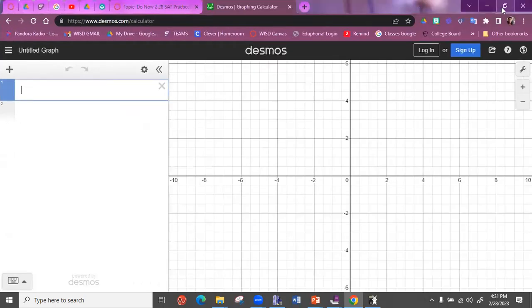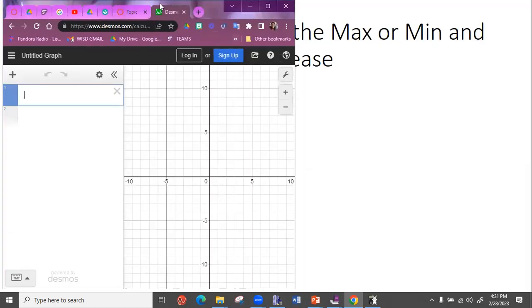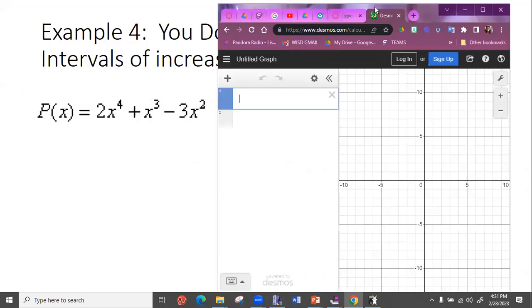Okay, there we go. I don't know why it's playing these games with me, but it's like, nope, not today. There we go. So we have 2x to the 4th plus x to the 3rd minus 3x squared. Okay, so this is what our graph ends up looking like.